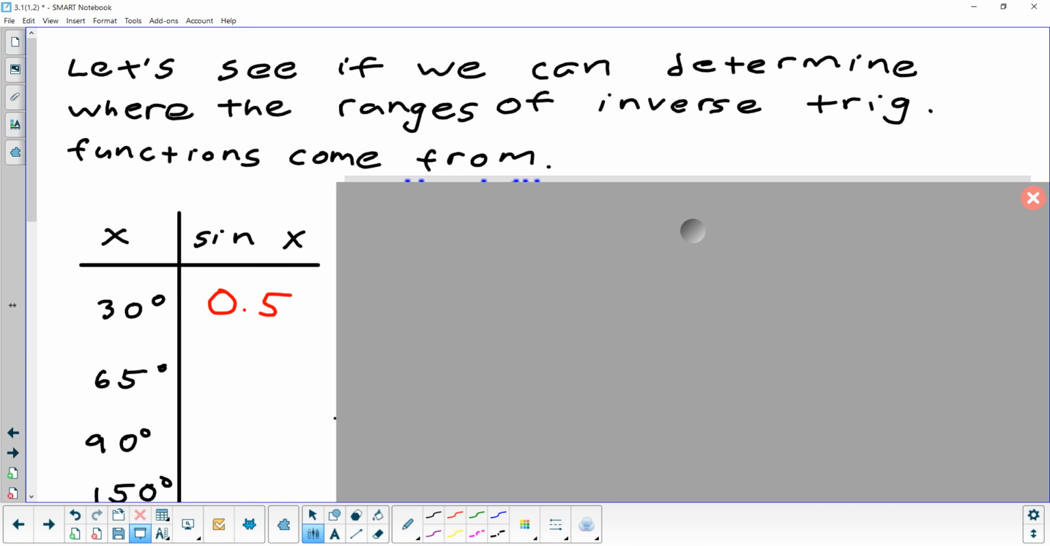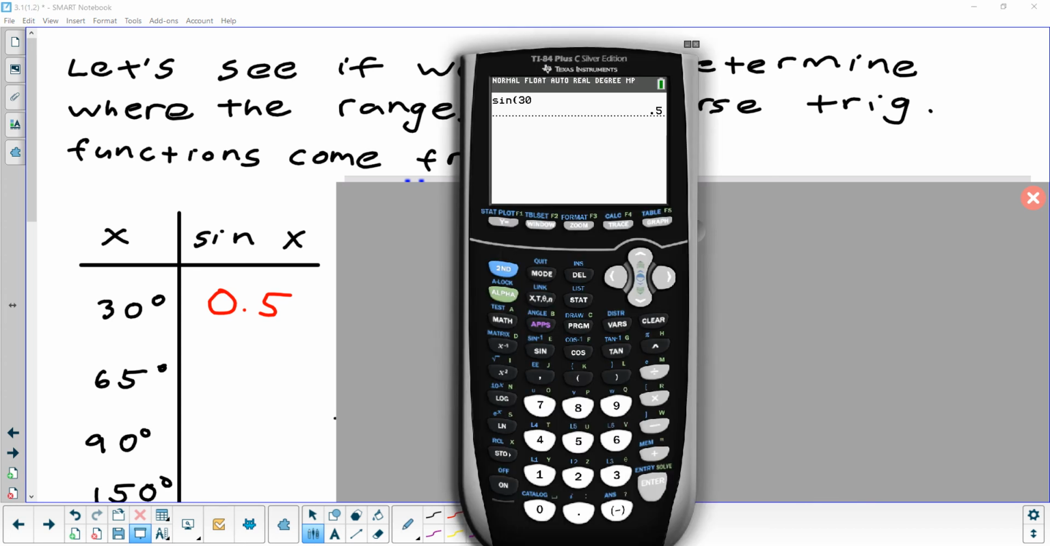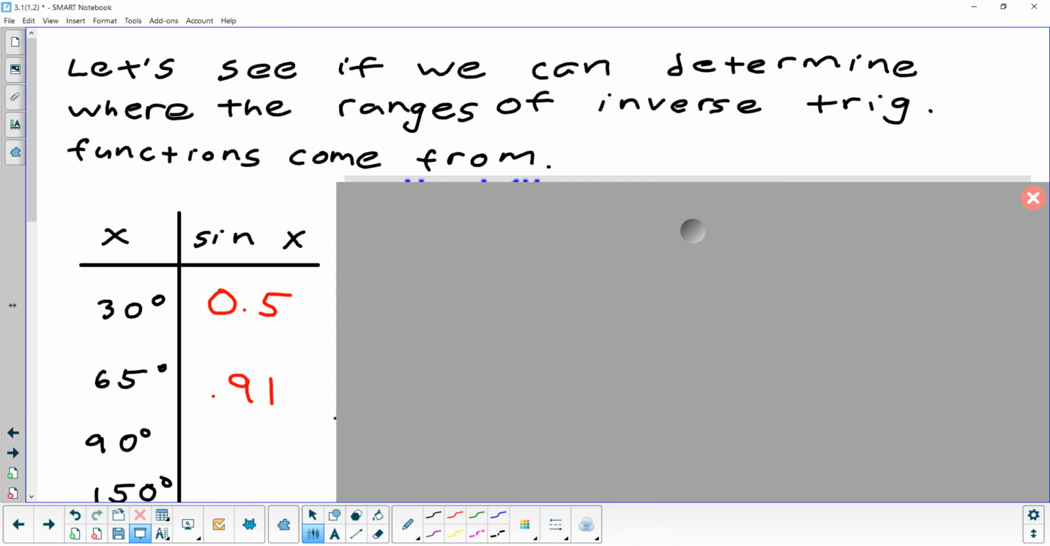Right, so James, if I did the inverse sine of 0.5, what answer would I get back? 30. Yeah, I would get 30 back, and I think I showed you guys that one. Okay, let's do 65. Sine of 65. I get about, this one doesn't come out nice, but it's about 0.91. All right, so Colby, if I did the inverse sine of 0.91, what answer would I roughly get back?